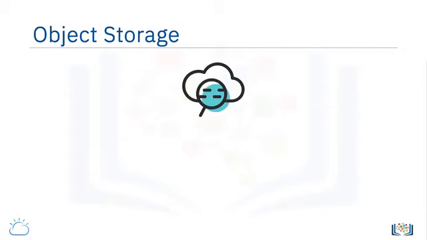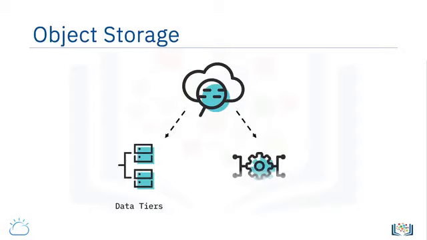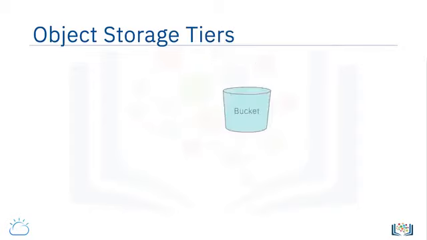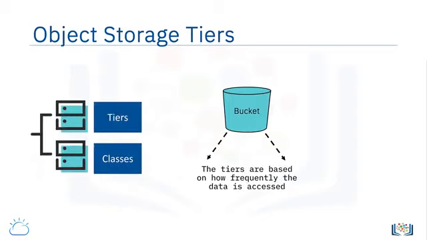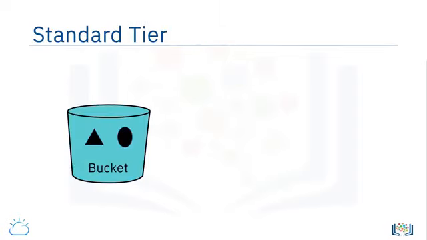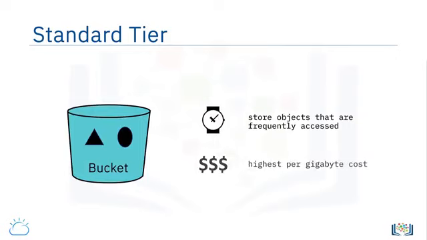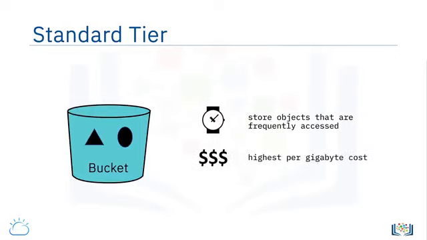In this video, we're going to look more closely at object storage data tiers and object storage APIs. Object storage buckets also have storage tiers, or classes, associated with them, and these tiers are based on how frequently the data is accessed. A standard tier bucket is where you would store objects that are frequently accessed. This tier tends to have the highest per gigabyte cost associated with it.